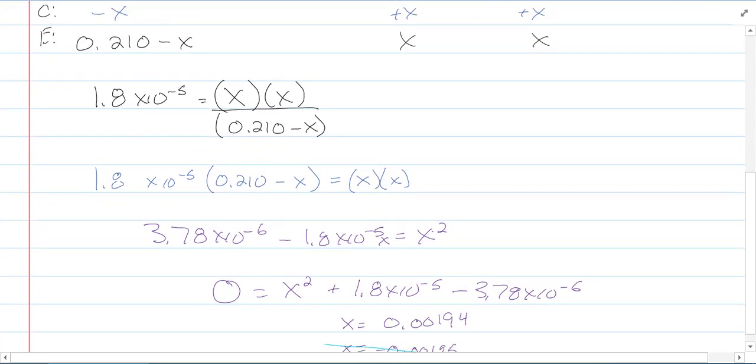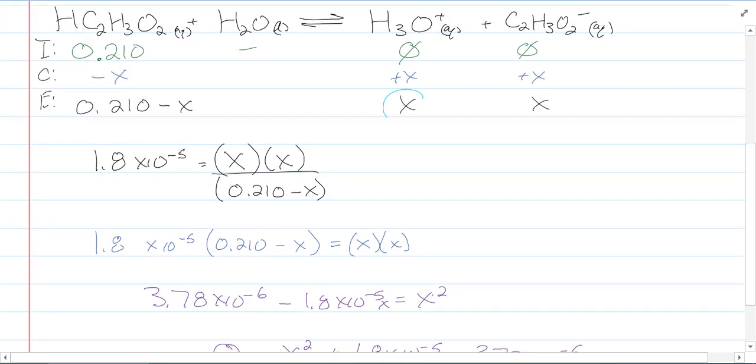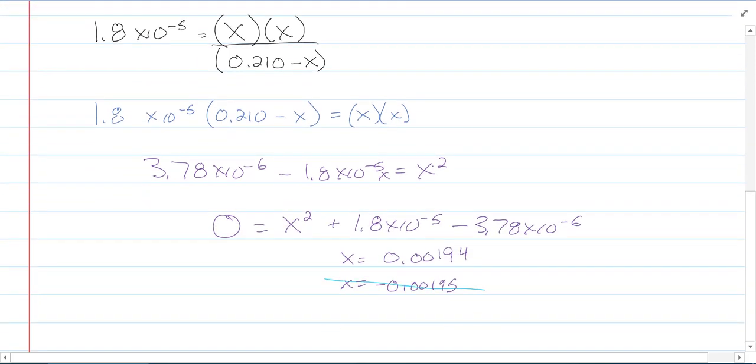So x represents hydronium, and so x is our answer. The concentration of hydronium to 2 sig figs is 0.0019 molar. Technically speaking, to the right sig figs, I believe it would be 0.002 molar because we only have 3 decimal places when we're subtracting.